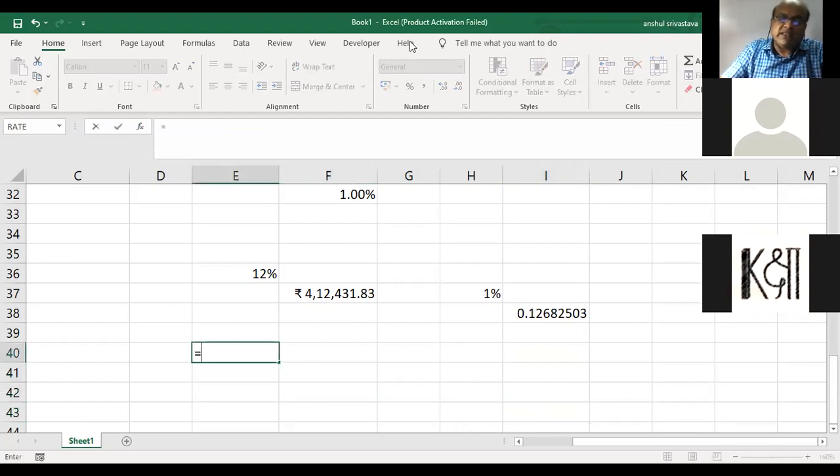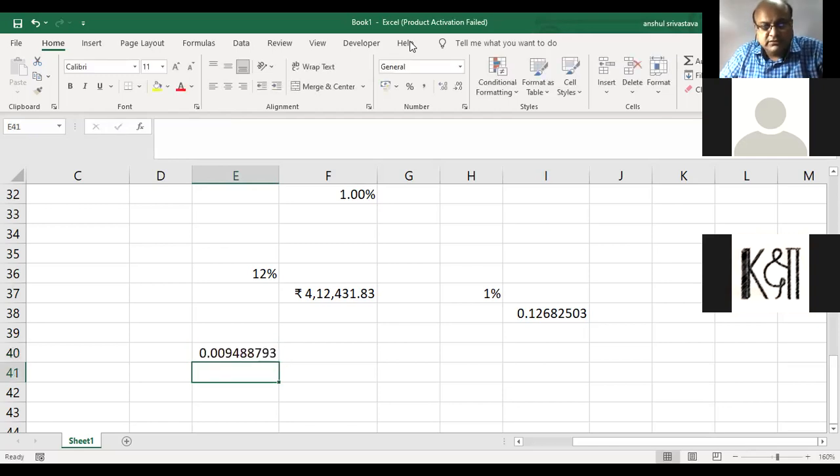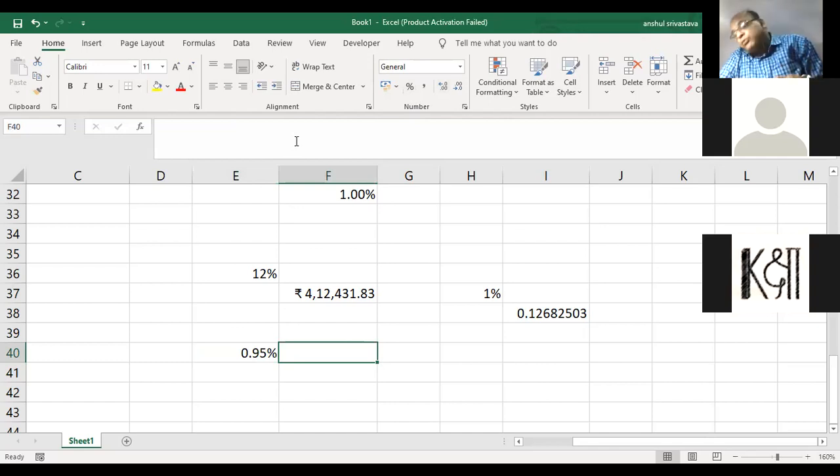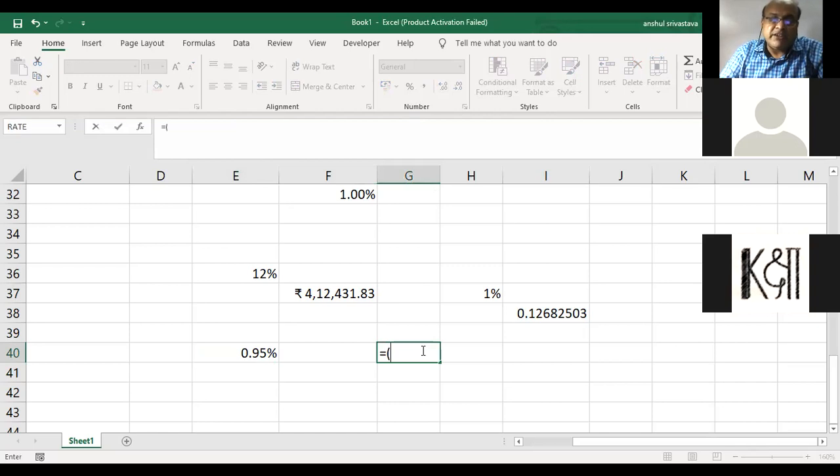So how will I use this? I'll use this rate: (1 plus 12%) whole to the power 1 by 12. You must be noticing that I am putting 1 by 12 in the brackets, BODMAS. So the rate is coming as 0.0094. In percentage terms, this rate is coming at 0.95%. This 0.95% is such a rate which when compounded 12 times in a year will give you exactly 12%. Reverse checking, see: (1 plus 0.95%) to the power 12 minus 1, exactly 12% you are getting.